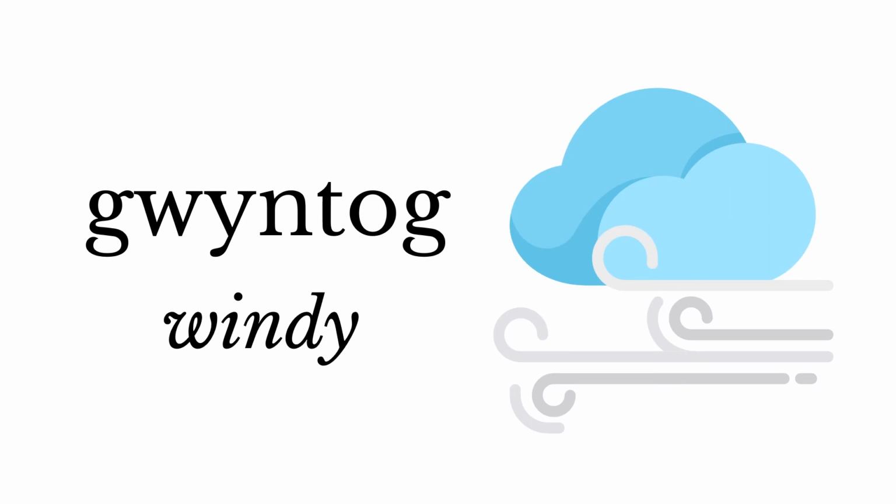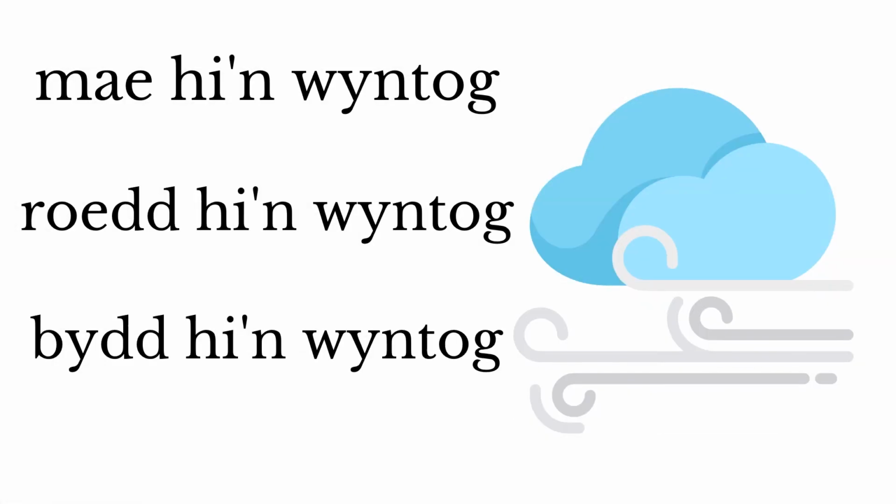Gwyntog. Windy. Mae hi'n wyntog. Roedd hi'n wyntog. Bydd hi'n wyntog. It is windy. It was windy. It will be windy. Remember that if we have a G and we need to mutate it, it disappears. So gwyntog has become wyntog here.